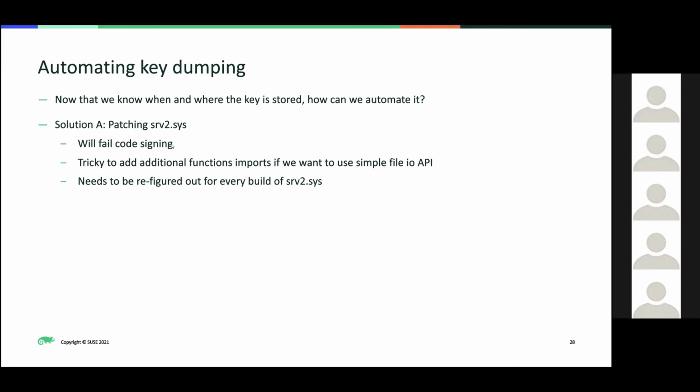So dealing with all of this implies that, first of all, if you change the binary, the kernel won't load it anymore, because modules are signed. If you change them, the signature will be different, and the kernel won't accept it. It's tricky to add additional functions. I mentioned a printf, but if the module doesn't use printf, you have to add printf into the import table, so that you can make this external call. It's a lot of things to deal with. Everything has to be done in assembly, and it's not practical. And every time a new build of SRv2 comes out, you need to refigure all the offsets again. So it's not really reliable long term either.